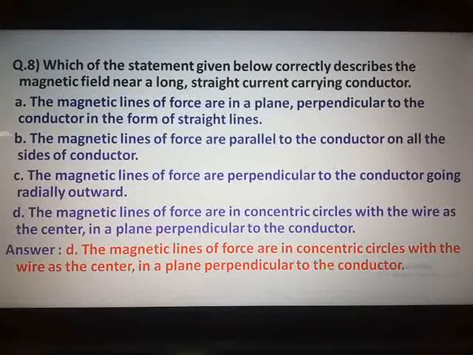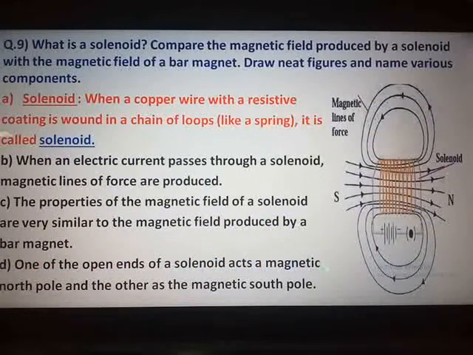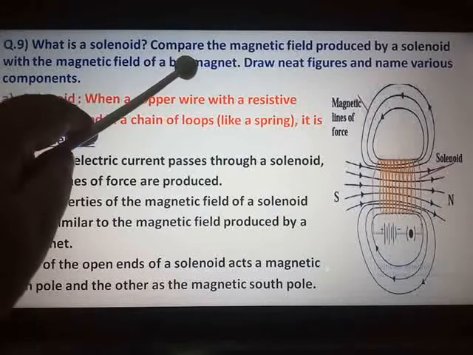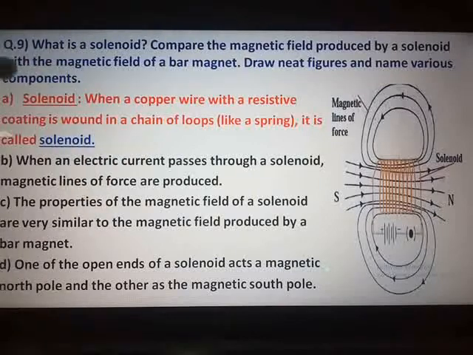Question number 8 gets over here. Question number 9. What is a solenoid? Compare the magnetic field produced by a solenoid with the magnetic field of a bar magnet. Draw neat figures and name the various components.